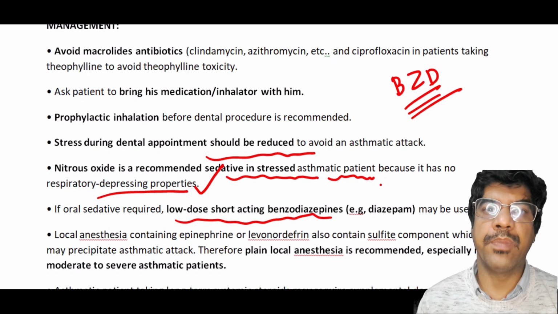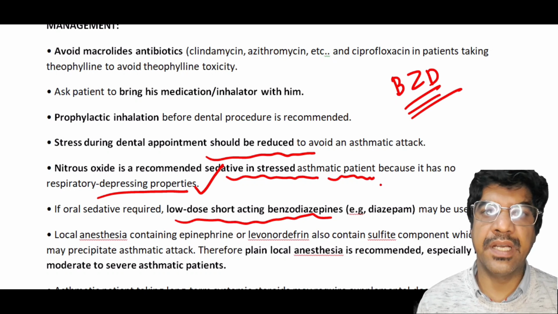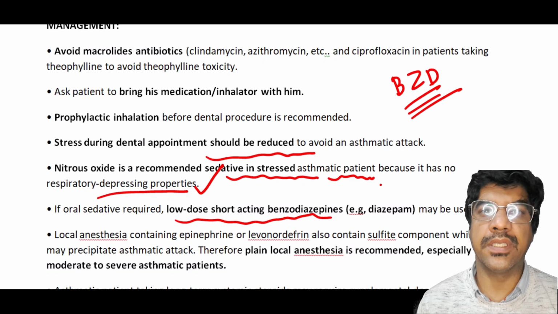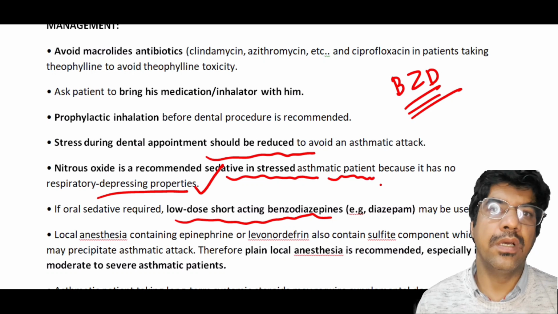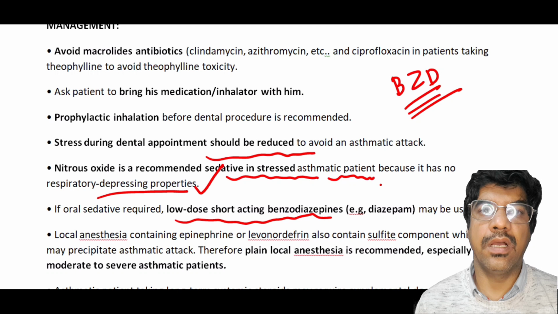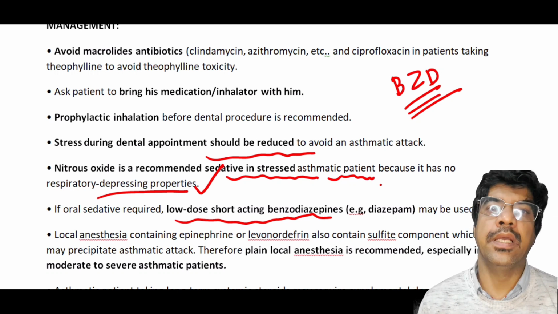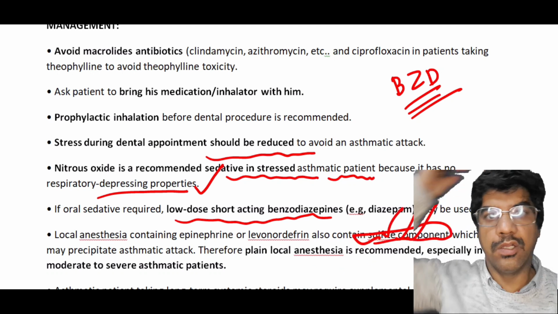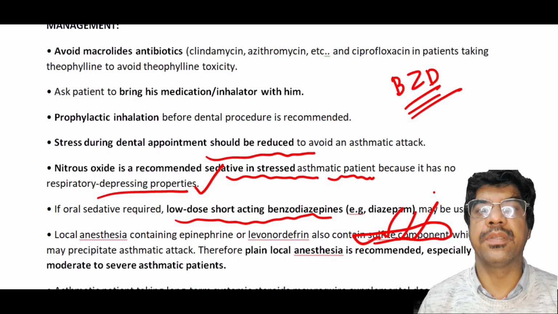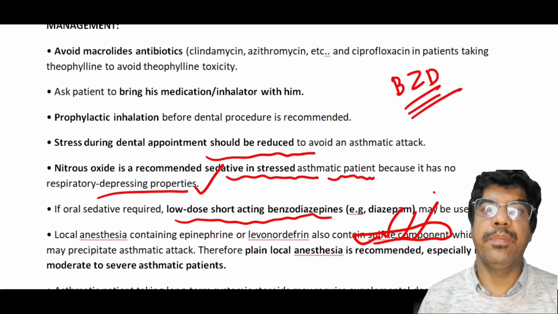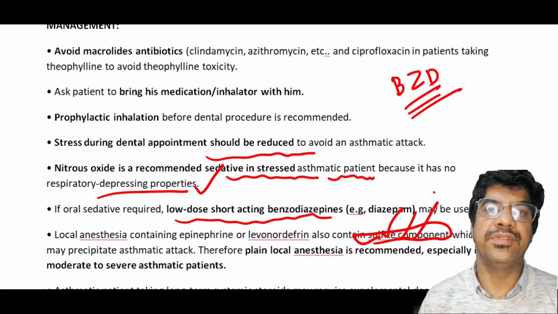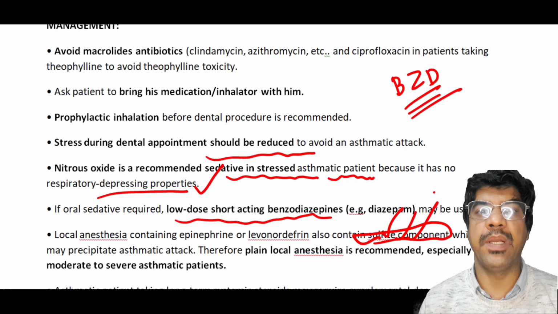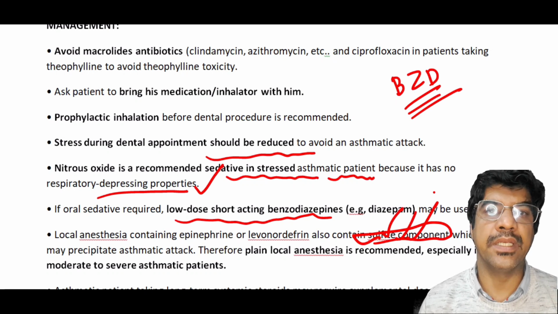You can use plain local anesthesia without vasoconstrictors like epinephrine in a severe asthmatic patient, as these vasoconstrictors may contain sulfite, so they could precipitate an asthmatic attack. Asthmatic patients who are on long-term systemic steroids may require a supplement dose of their medication for major surgeries.